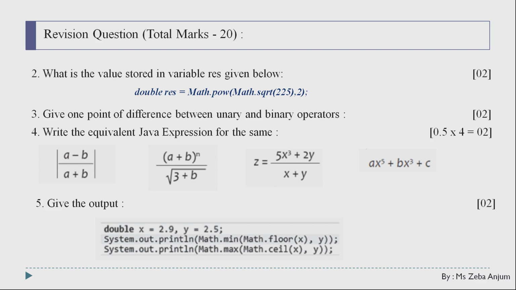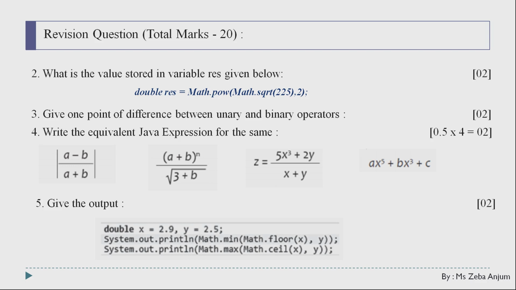Moving forward, the third question: give one point of difference between unary and binary operators. You can write down the answers in your own language. There is no need for any bookish language. Question number 4. You have to write down the equivalent Java expression for the same. See students, below we have 4 mathematical expressions. You have to convert each of these expressions into a Java expression. Every part carries half a mark, so in total this question is of 2 marks again.